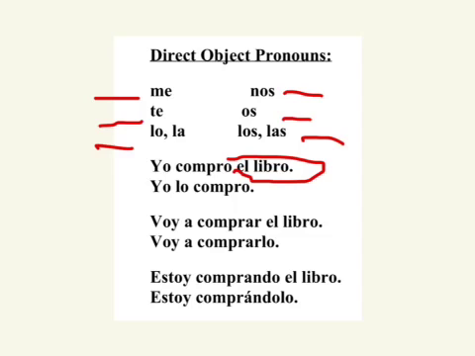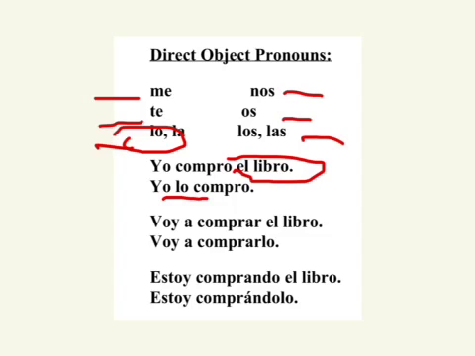So in our example, yo compro el libro, the libro is a direct object. And if I want to avoid repetition, I can use the pronoun lo to replace el libro because lo means it. So yo compro el libro, the direct object pronoun is lo. I rewrite the sentence to say lo compro, and I place the direct object pronoun directly before the conjugated verb.